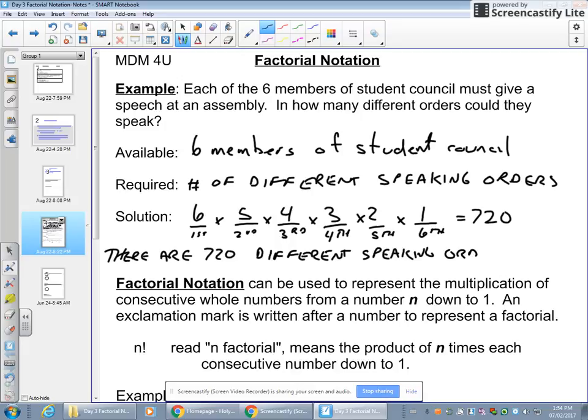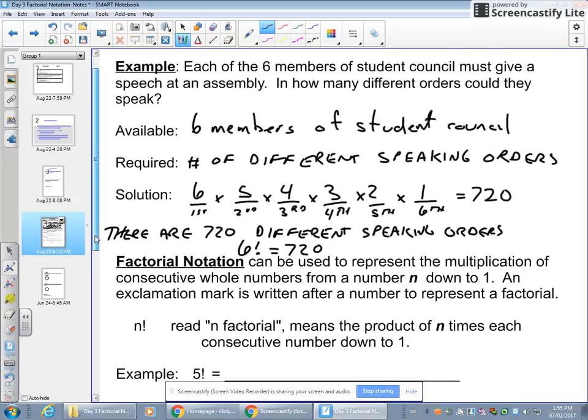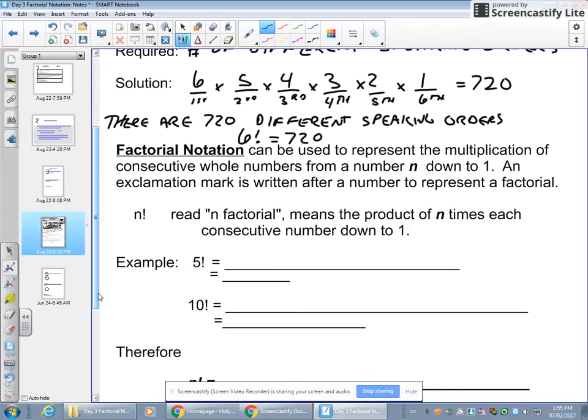Now, the reason this lesson is called factorial notation is because this pattern of 6 times 5 times 4 times 3 times 2 times 1 is known as factorial. We can simply say that's the same as 6 exclamation mark is equal to 720. So this exclamation mark refers to 6 times 5 times 4 times 3 times 2.